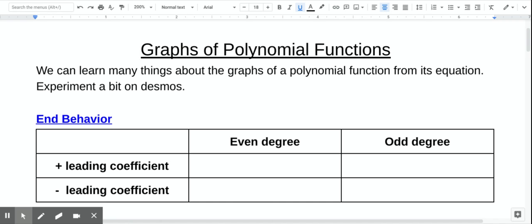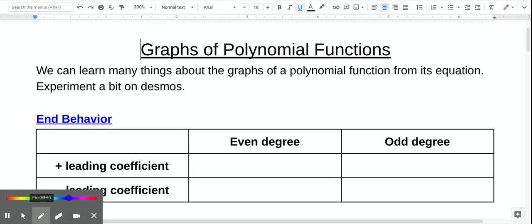Today we're going to talk about a little bit more that we can learn about the graphs of polynomial functions just from looking at their equations. So the first thing I want to talk about is something called end behavior, and that's what's happening on the left and the right end.